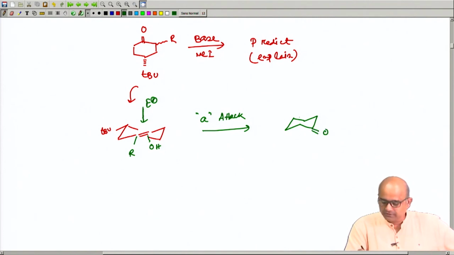So, the 4 position is the tertiary butyl, which is always equatorial, and now see, axial attack means your electrophile now becomes axial and this is the R group. So, this way you get one product.